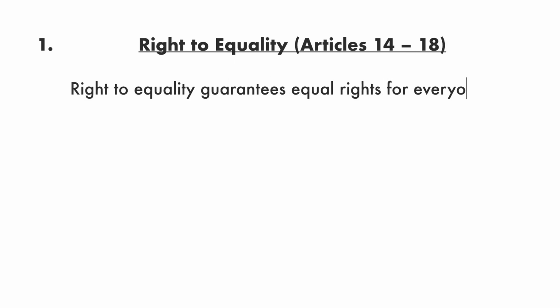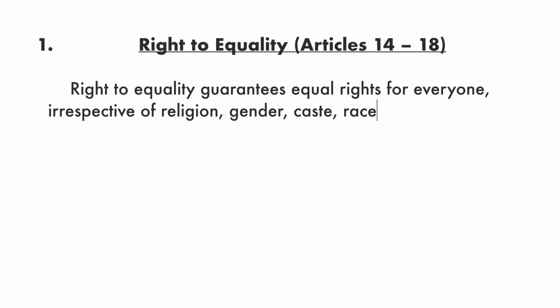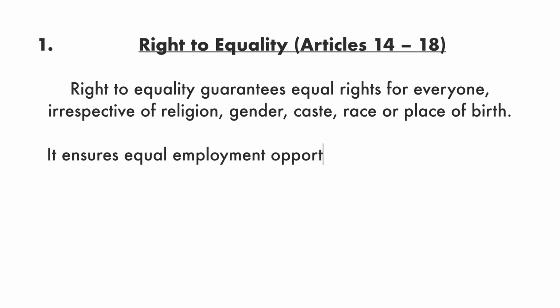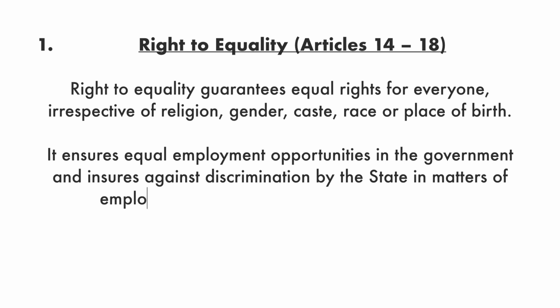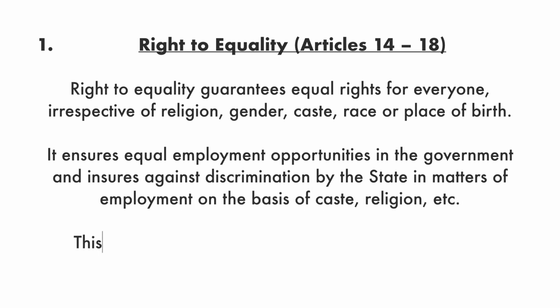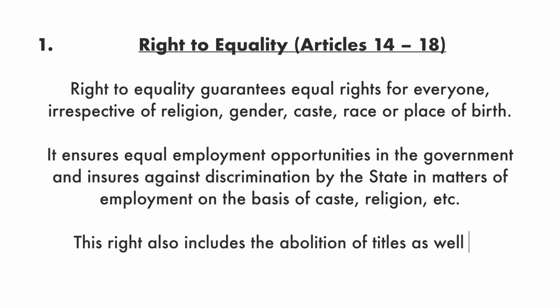First, right to equality. We are going to discuss Articles 14 to 18 in detail. So, right to equality guarantees equal rights for everyone, irrespective of religion, gender, caste, race, or place of birth. It ensures equal opportunities for employment in government services and ensures against discrimination by the state in matters of employment on the basis of caste, religion, etc. This right also includes abolition of titles as well as untouchability.